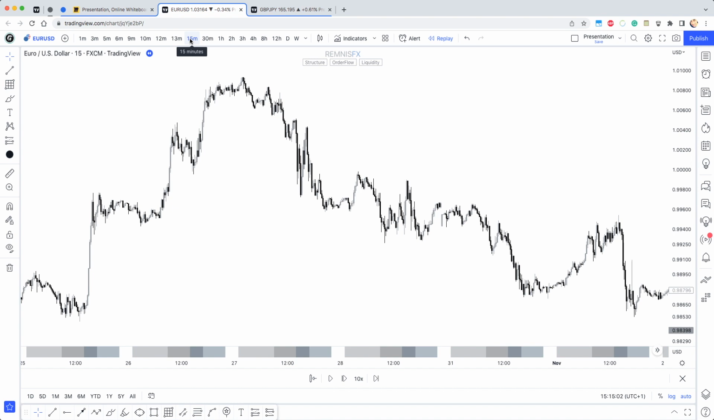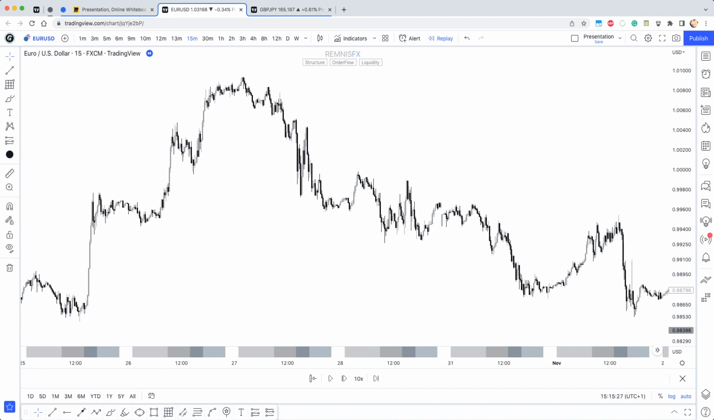You can add confluences like single mitigation candlestick entry, but in this scenario I just want to point out the order flow, right? Because you can mark your structure points, but the focus in this video lies on order flow.